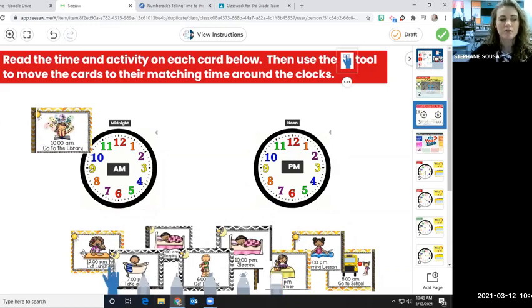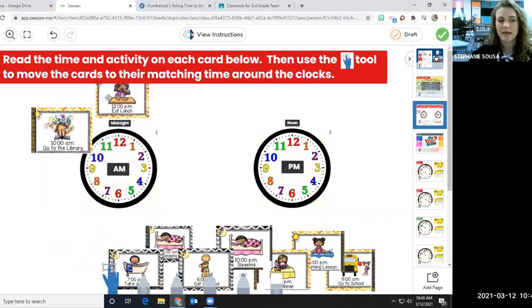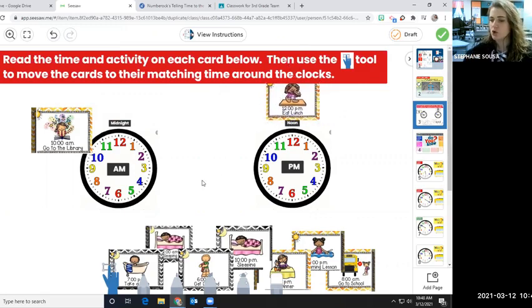All right, let's grab this yellow one right here. 12 p.m. Eat lunch. Do you eat lunch at midnight or noon? Noon. Very good. Let's put eat lunch on the noon clock. That is the PM clock. PM starts at noon. And then we are going to take a look at the next one.